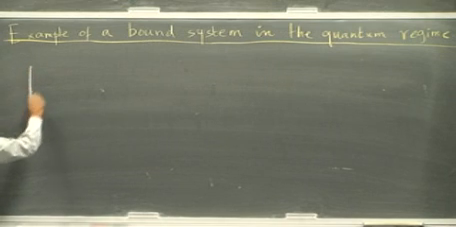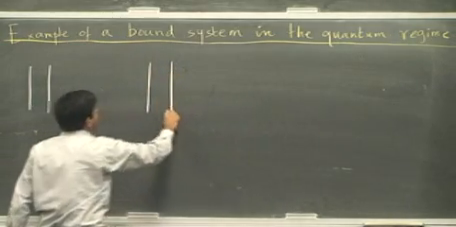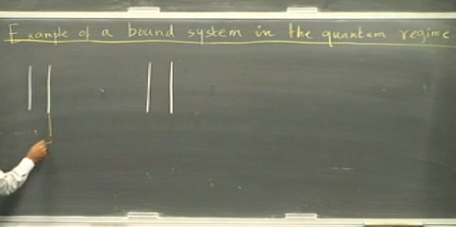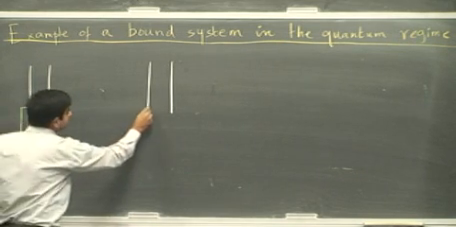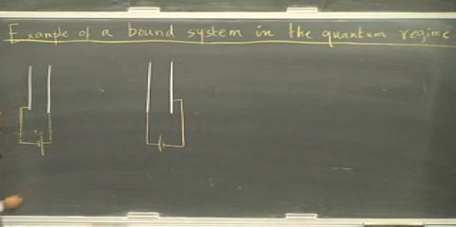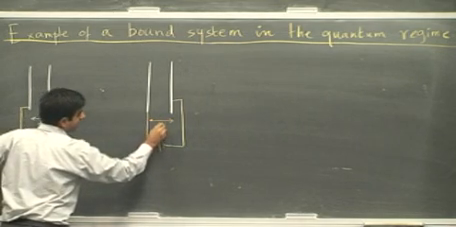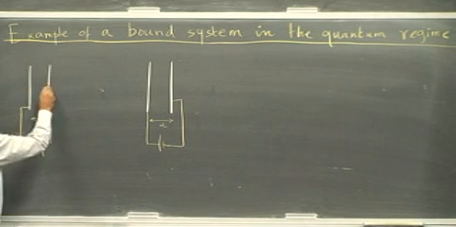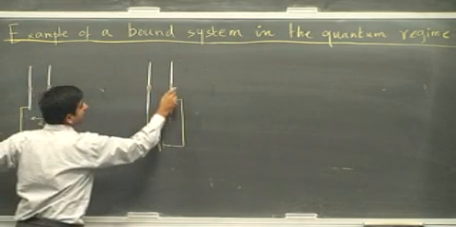Suppose you have two parallel plate capacitors, and the capacitors are charged such that this plate is positively charged and the other plate is negatively charged, and there is a certain separation between these plates, D. This is a strange parallel plate capacitor because there is a hole inside each plate.